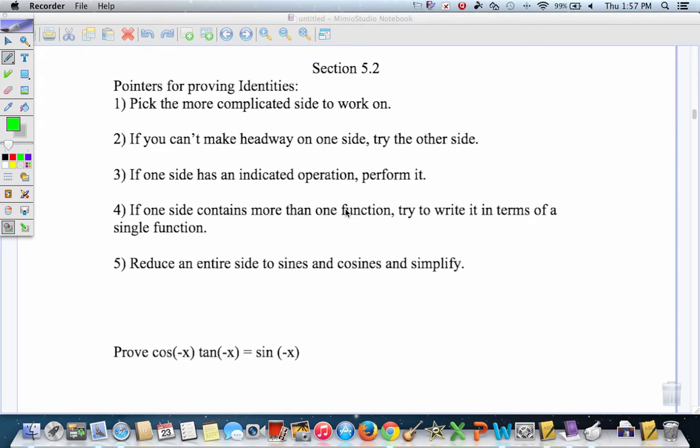That goes along with number five. What we've done so far is a lot of changes to sines and cosines. Even further yet, if we can get down to one function such as all sines or all cosines, that might even make things more beneficial or easier to do as well.